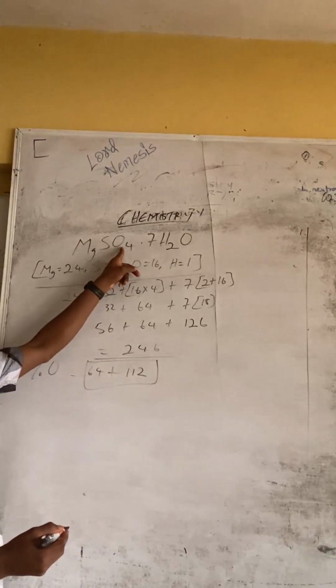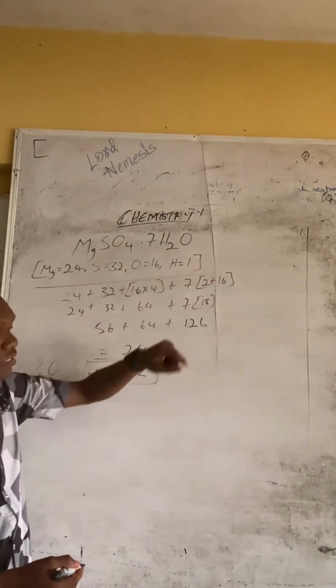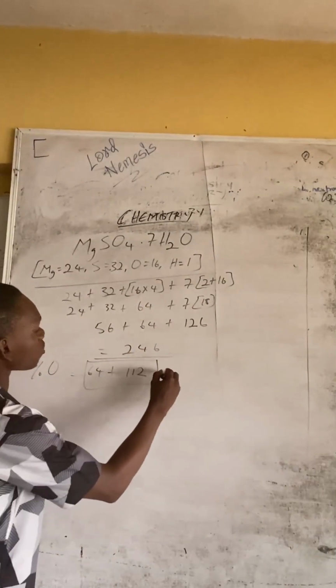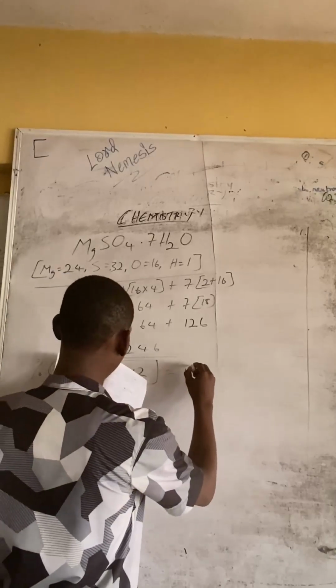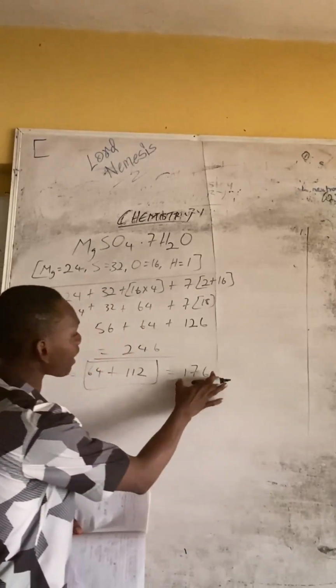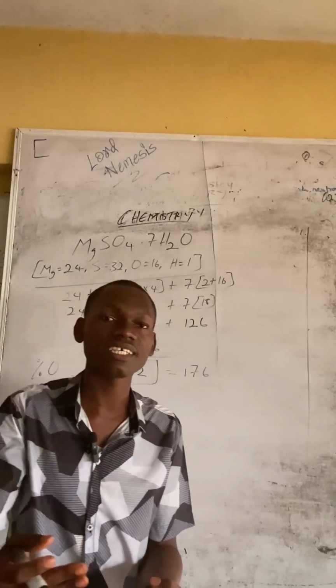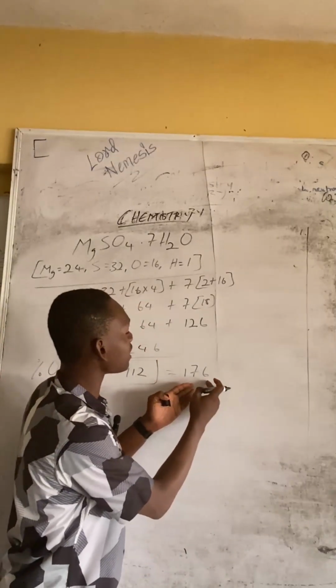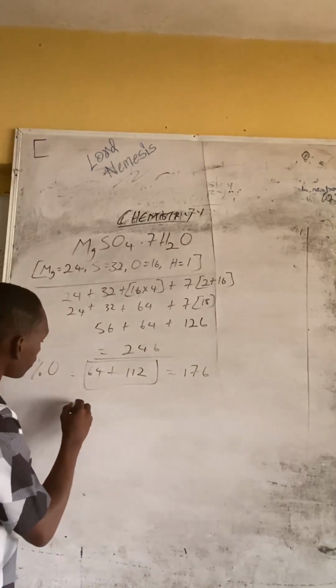So 64 from the oxygen in the main salt and 112 from 7 times 16, and the total will be 176. So this is the mass of only oxygen. Now let's calculate the percentage of 176 in 246. So simply do that.